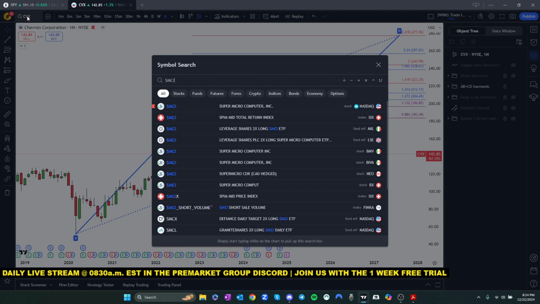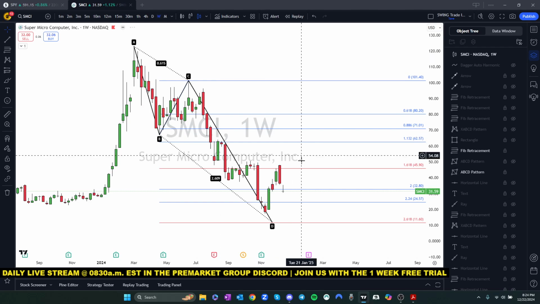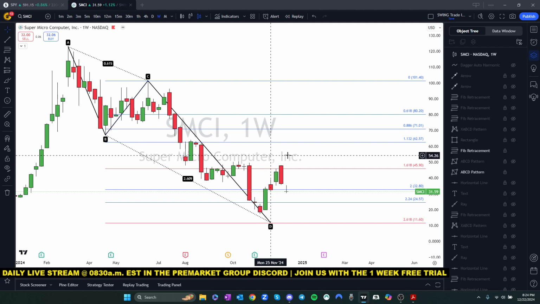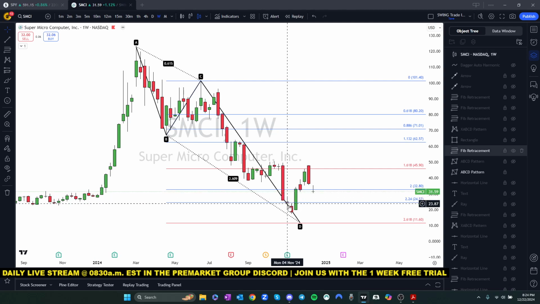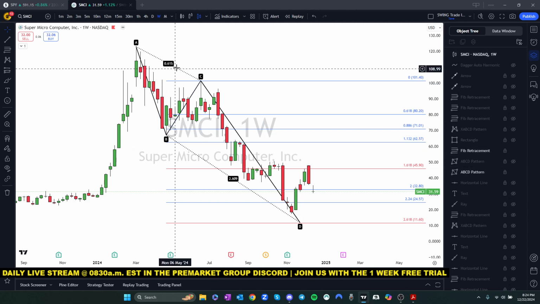Yeah. If we look at SMCI, which you all know, I've been all over this one for a while. I'm going to show you something interesting here. So SMCI, when I had my initial target, what do you think my initial target was at? So you see this retracement up here, what does that say?